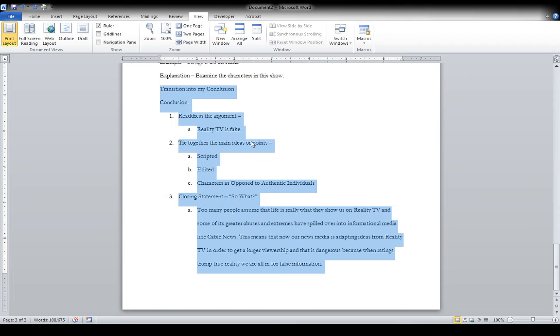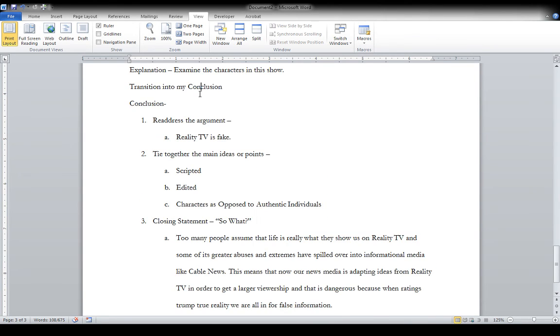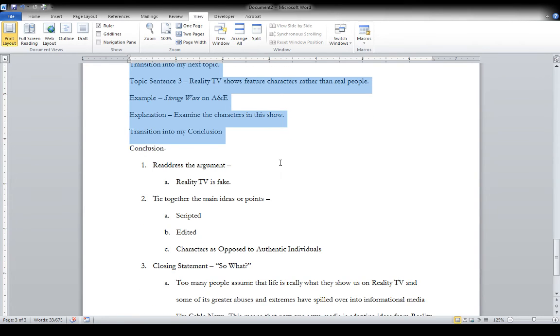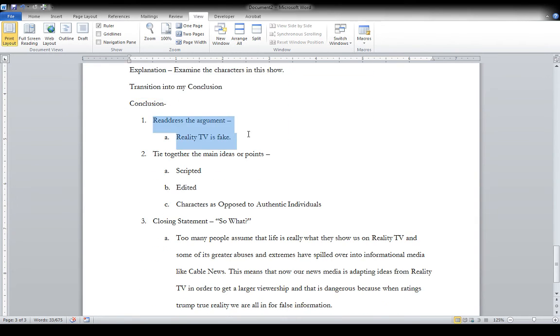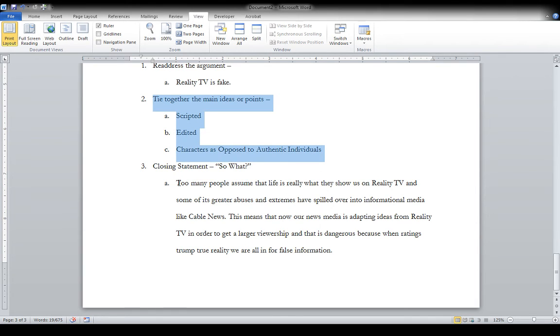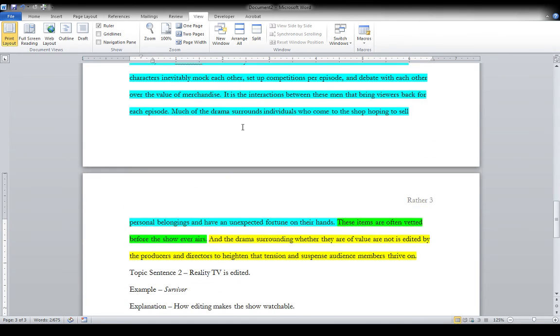We're going to zoom up. About 125 should make it big enough that we can see. So you're going to transition from this topic here, topic sentence 3, into the conclusion. You're going to readdress the argument, reality TV is fake. Tie together the main ideas or points, scripted, edited, characters as opposed to authentic individuals, and then develop a closing statement that answers the so what question. Why is this information important?